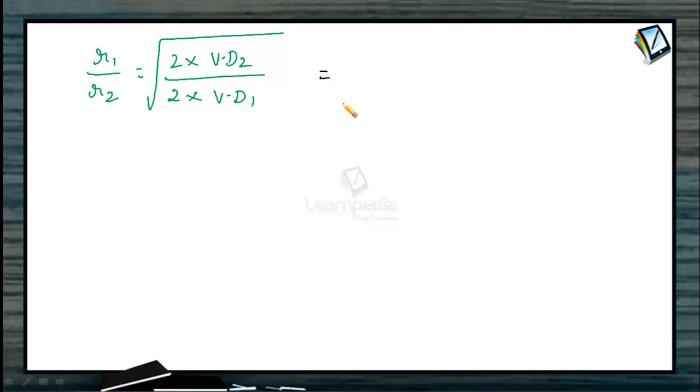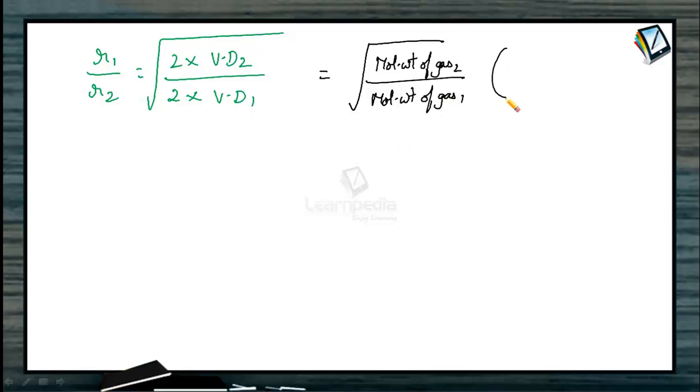Now instead of writing 2 into vapor density, I can simply write it as molecular weight of gas 2 divided by molecular weight of gas 1. Why is it like that? Because you had learned in basic concepts of chemistry that 2 into vapor density is nothing but equal to molecular weight, isn't it? So in place of 2 into vapor density, we can write molecular weight of the gas. So I can write it all in one step like this.